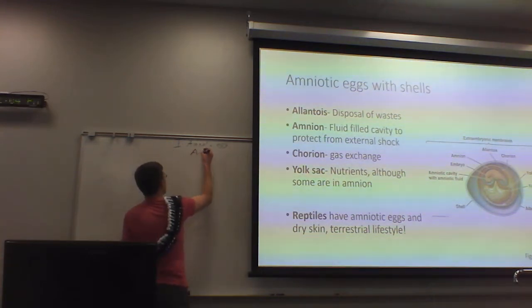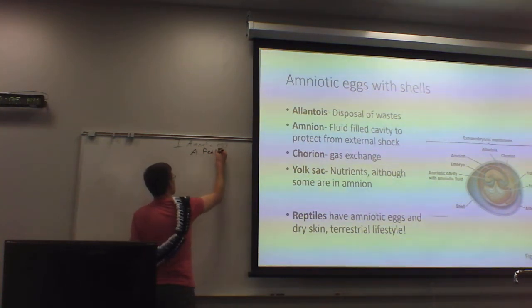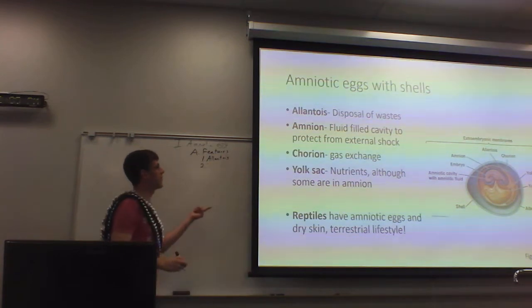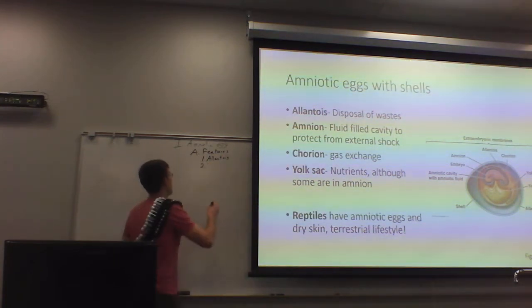So we have the features of the amniotic egg. Besides the shell, the allantois. There's going to be a spot for waste disposal inside the egg. The amnion.